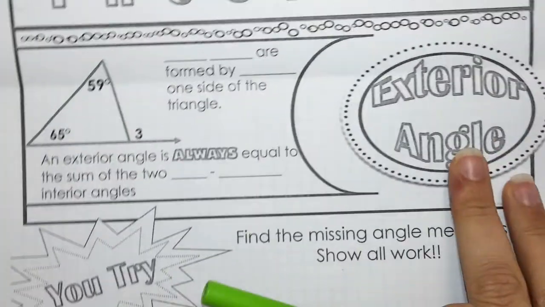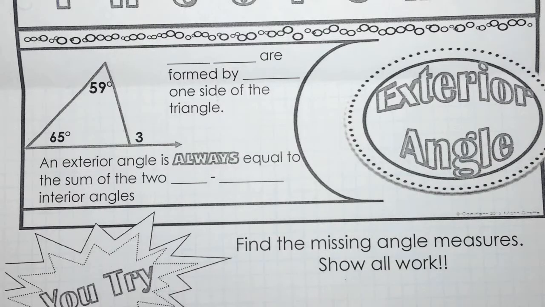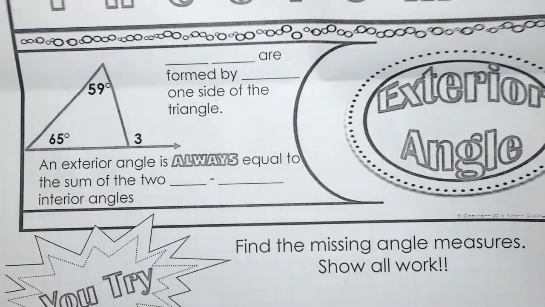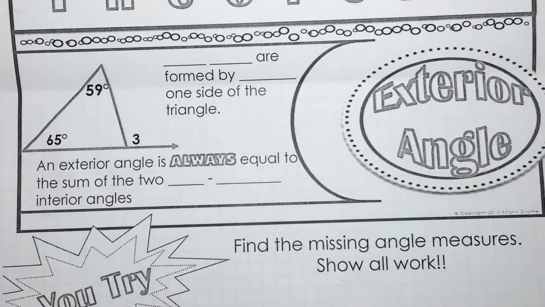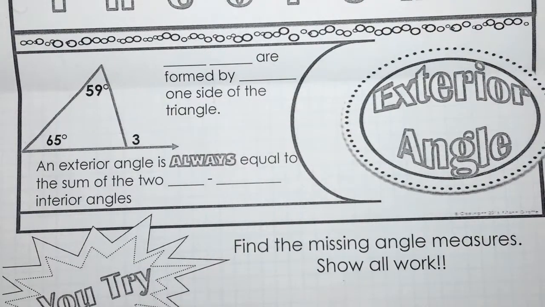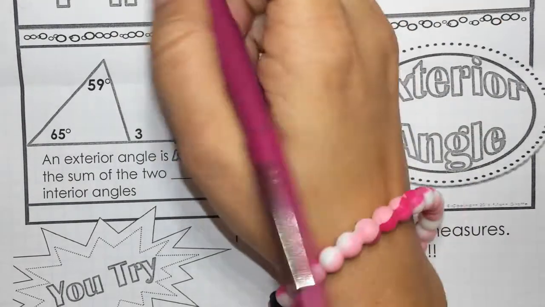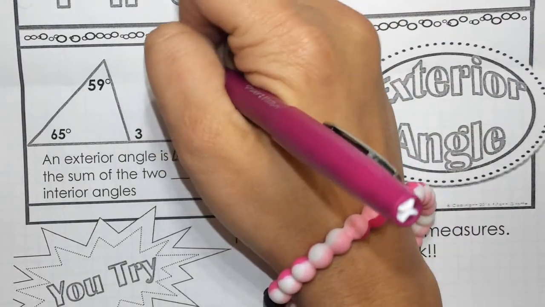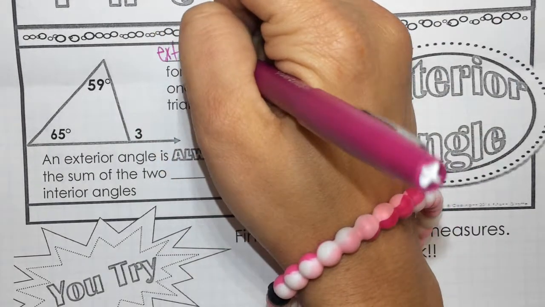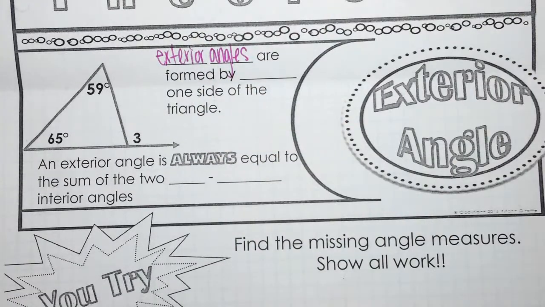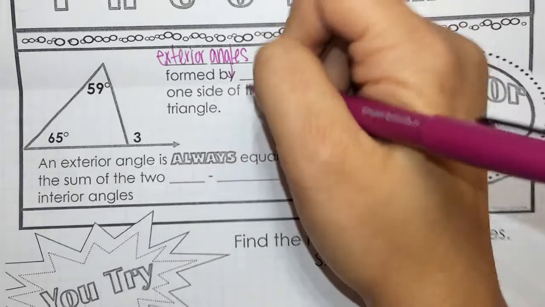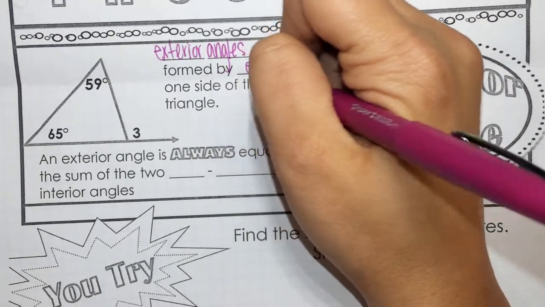Alright, so the exterior angle theorem talks about angles on the outside. That's what exterior means. So if you have an angle on the outside, that would be like angle 3. And the way you make that, so these two blanks say exterior angles. So exterior angles are formed by extending one side of the triangle.